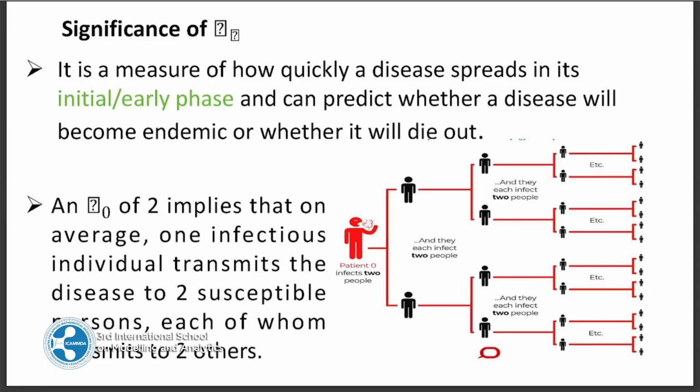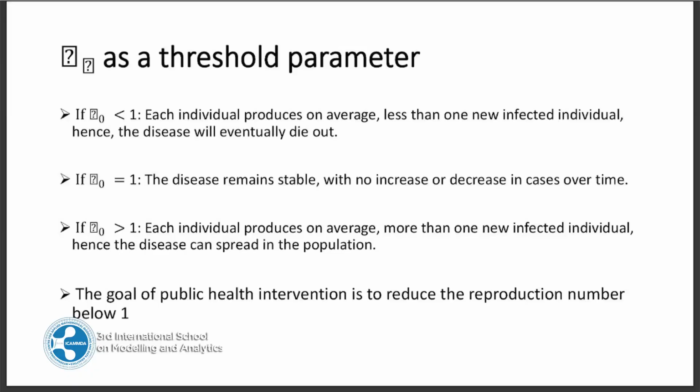If you have R naught of 2, it implies that on average, one infectious individual transmits the disease to 2 susceptible persons, each of whom transmits to 2 others. That's just an assumption. It's just like the case of the Italian guy. When the guy came to Nigeria, which is an index case, is the red one there. It is assumed that the man transmits the disease to at least 2 persons, and the spread tree continues to grow in that order.